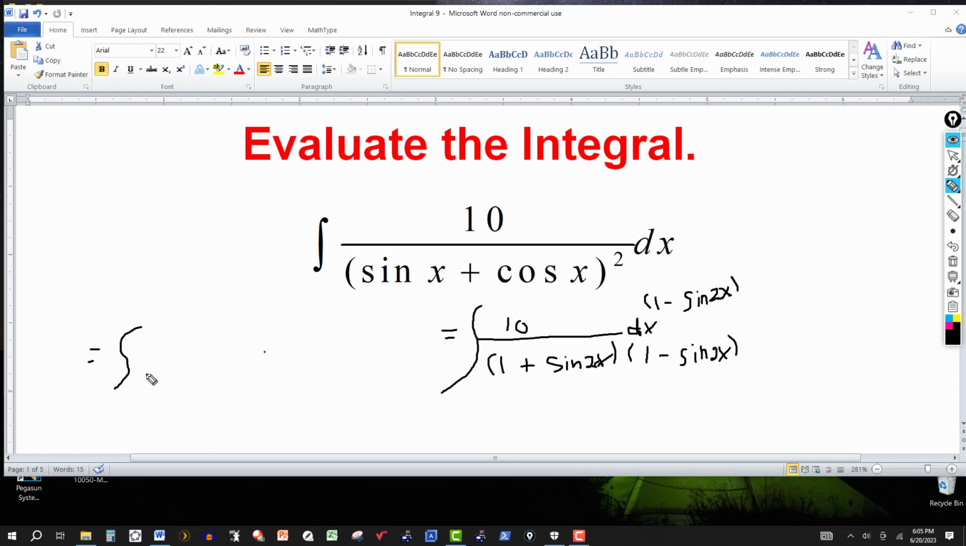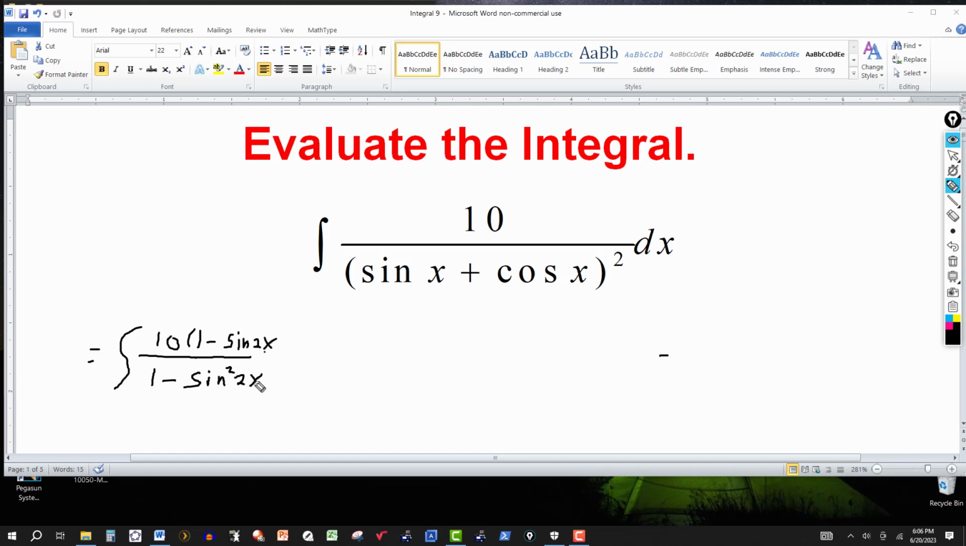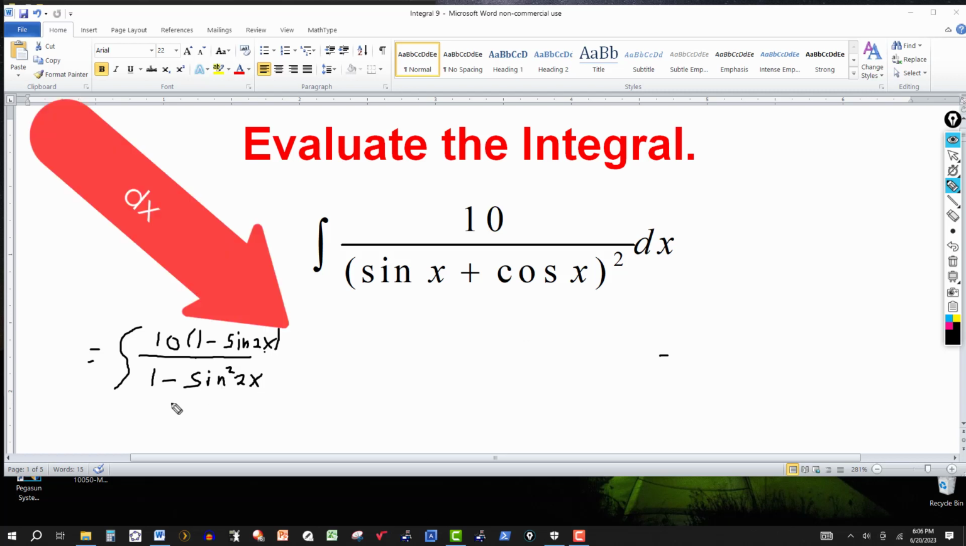In the denominator, I'm going to have the sum and the difference multiplied, the same two terms. So that gives me the difference of squares. So this will be 1 minus sine squared of 2x. And I've still got the 10 up here, and this is multiplied by 1 minus sine of 2x.